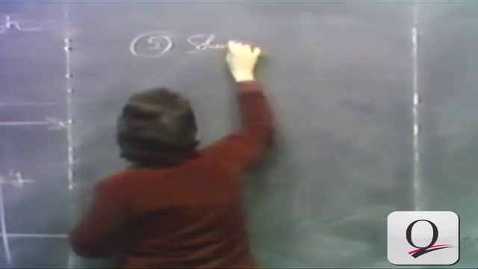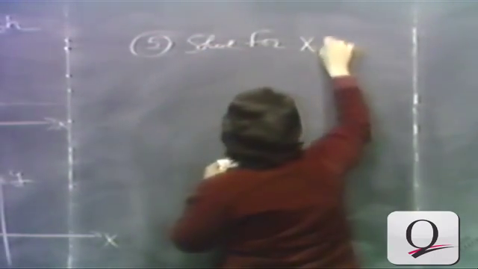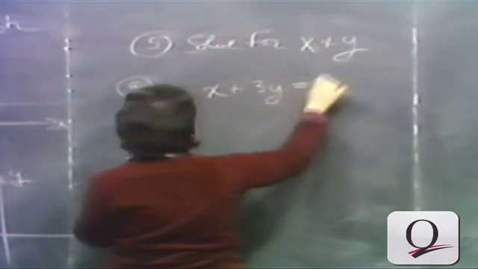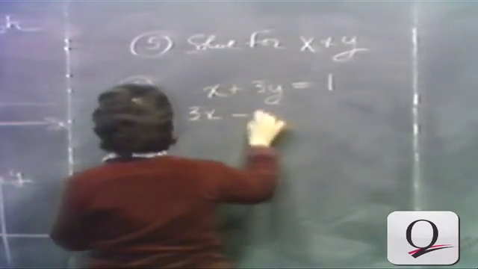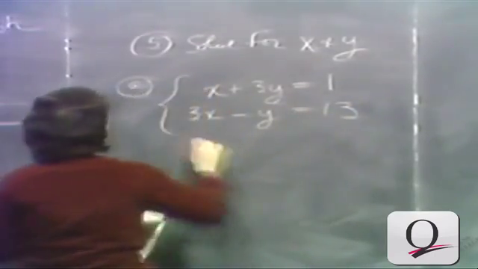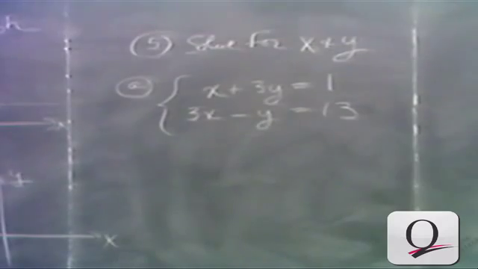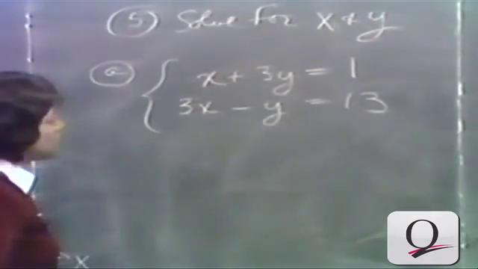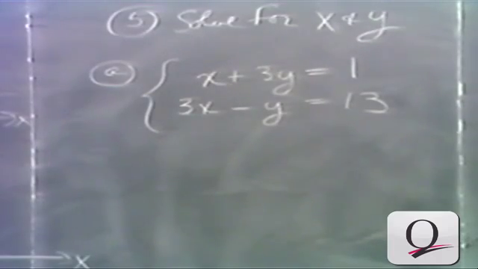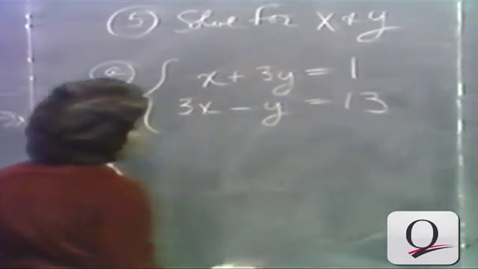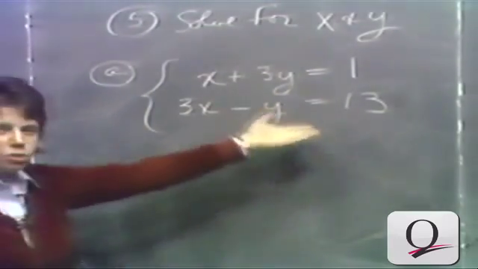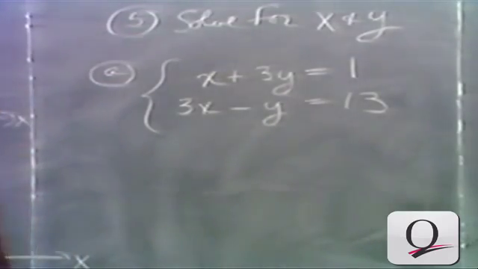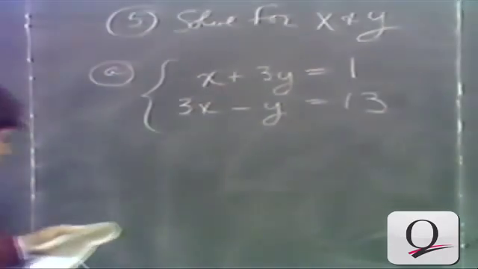We want to solve, in each case, the system for x and y. And here's a typical example. x plus 3y equals 1. 3x minus y equals 13. Here we have a system of 2 linear equations and 2 unknowns. Now, the method of elimination. The idea is to somehow multiply one or both of the equations through by some constant so that when you add the equations, one of the variables will drop out, will be eliminated. Okay, let's see what we can do here.